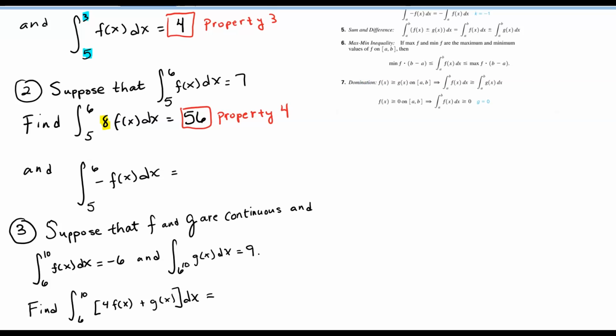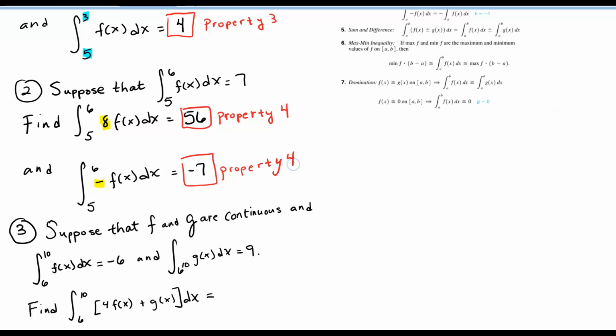And now we're going to take a look at the next one. It says from 5 to 6, negative f of x. So again, this one's still the constant multiple rule, property 4. So we just take the opposite sign, in this case, negative 7. So again, this one is negative 7, by the same property, property number 4.